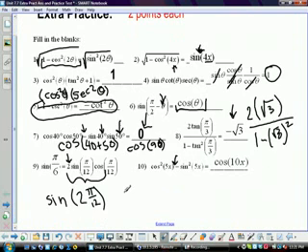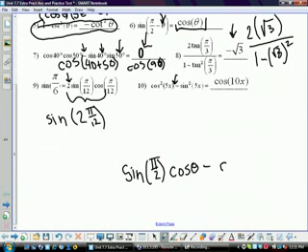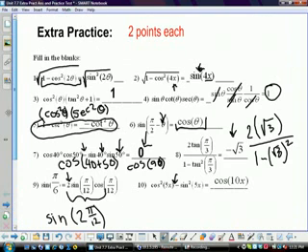Yeah, you just use your sine of a minus b, so that's sine of pi over 2 times cosine of theta minus cosine of pi over 2 times sine of theta. Because what I did, Heidi, is I had my components right here. Here's A and here's B.